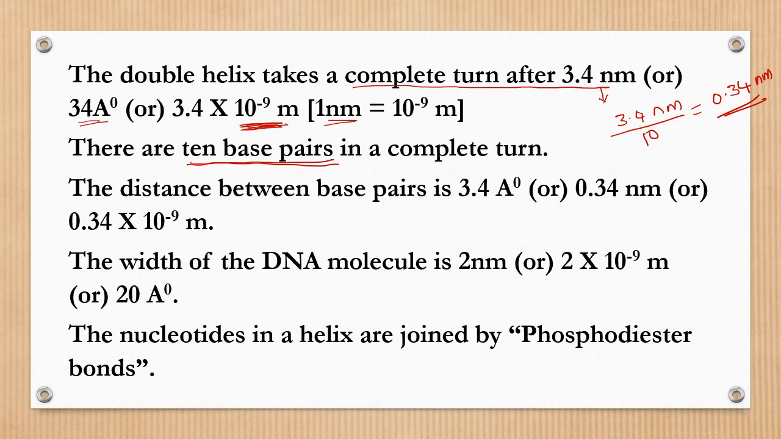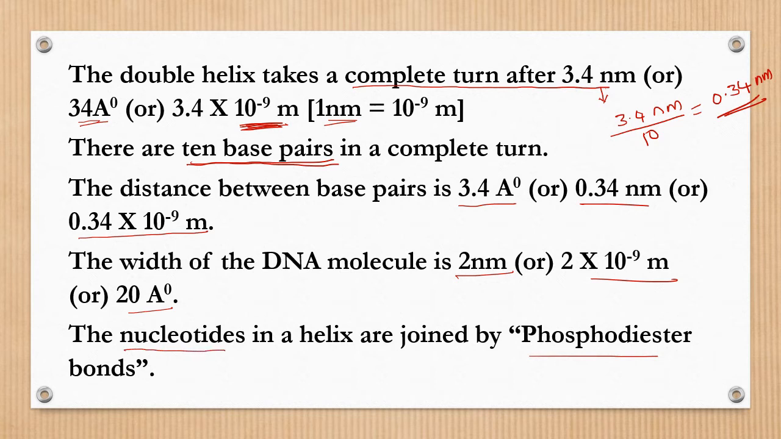So that is the next point. The distance between base pairs is 3.4 angstrom units, or 0.34 nanometers, or 0.34 into 10 to the power of minus 9 meters. The width of the DNA molecule is 2 nanometers, or 2 into 10 to the power of minus 9 meters, or 20 angstrom units. The nucleotides in a helix are joined by phosphodiester bonds.